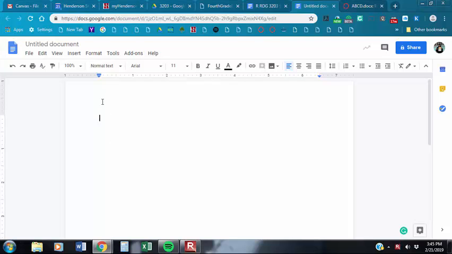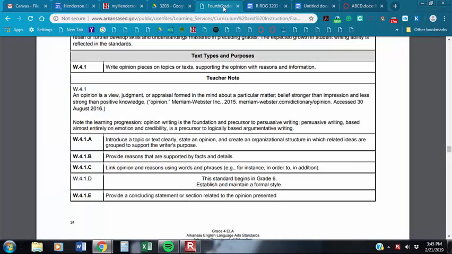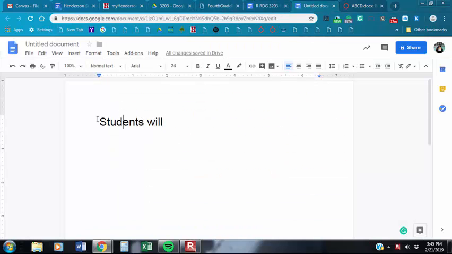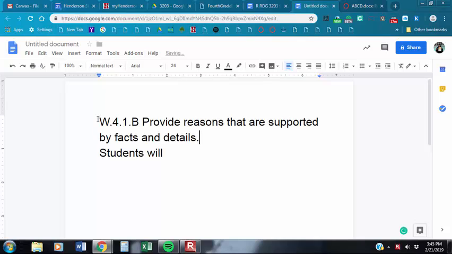Okay, let's talk about how to write a good objective. You have probably written many objectives already in classes, but I want to show you a better way. You may have been writing "students will..." Well, let's find a standard first. Here's a good one. Let me copy that over here. Okay, here's a standard: provide reasons that are supported by facts and details.